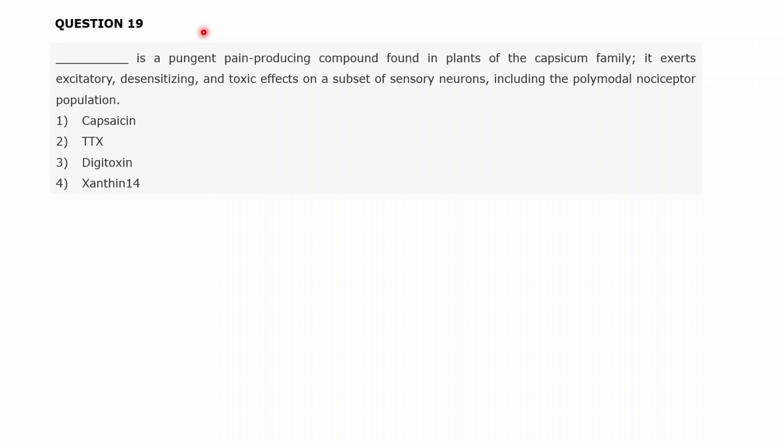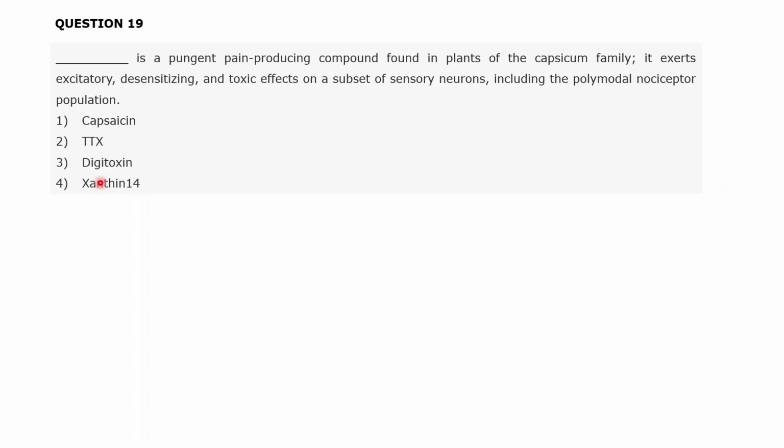What is a pungent pain-producing compound found in plants of the capsaicin family? It exerts excitatory, desensitizing, and toxic effects on a subset of sensory neurons or motor neurons, including the polymodal nociceptor population. I am actually not sure what this means. So the options are capsaicin, TTX, digitoxin, as well as xanthin, which may be the answer.